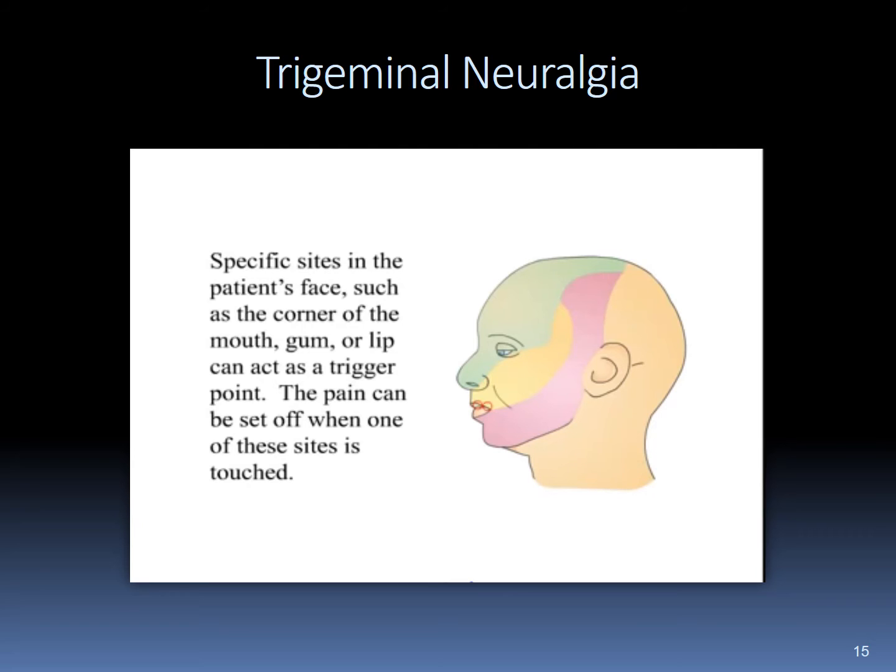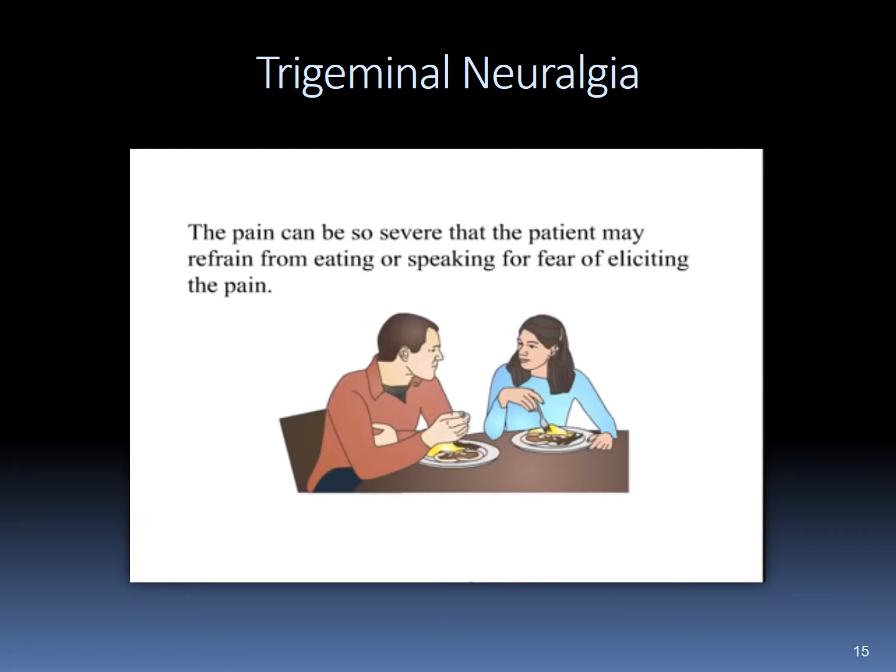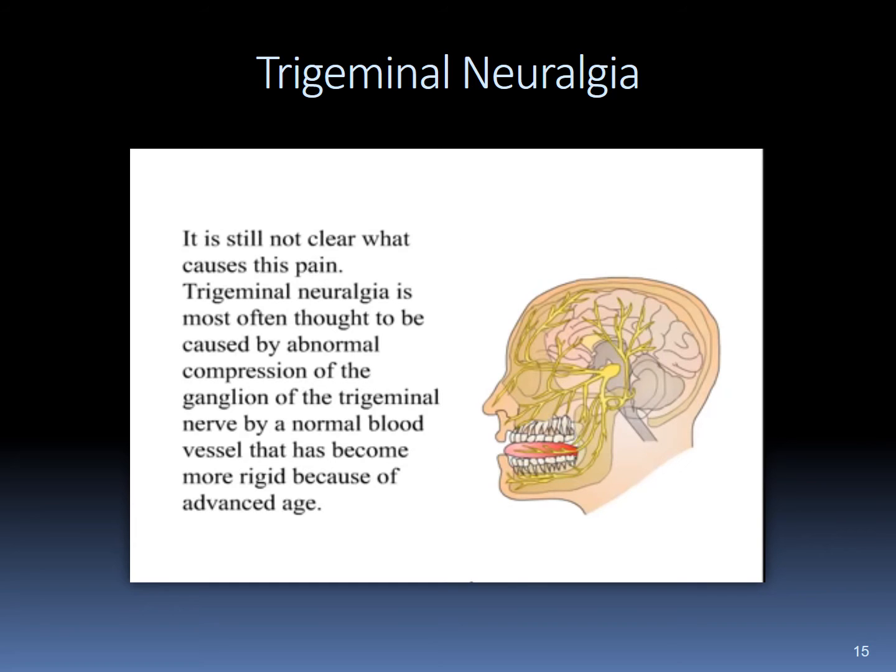Specific sites in the patient's face, such as the corner of the mouth, gum, or lip, can act as a trigger point. The pain can be set off when one of these sites is touched. The pain can be so severe that the patient may refrain from eating or speaking for fear of eliciting the pain. It is still not clear what causes this pain.